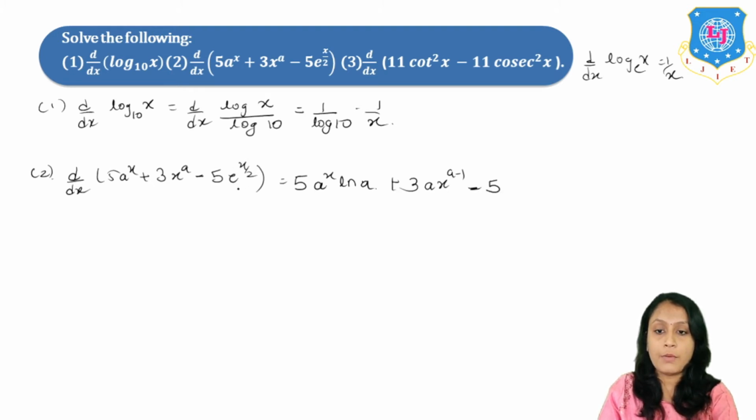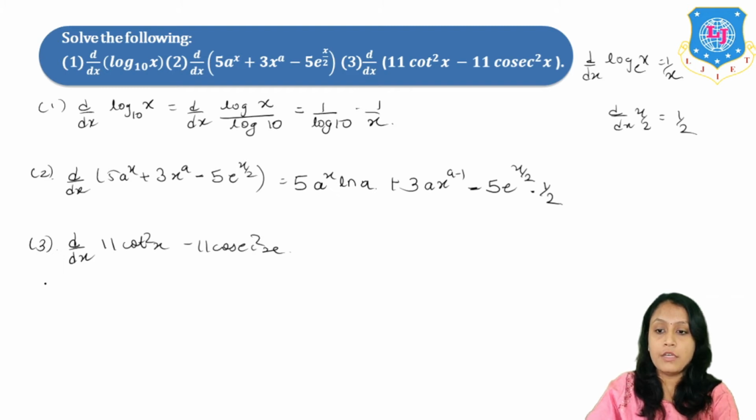Now we know the formula of e raised to x. It is e raised to x, but here we have x by 2. So firstly we will write it like this: e raised to x by 2, and now we'll find the derivative of x by 2. 1 by 2 is constant and derivative of x is 1. So the answer is 1 by 2. So we have to multiply 1 by 2 over here. Alright. Now next example is find d by dx of 11 cot square x minus 11 cosec square x.